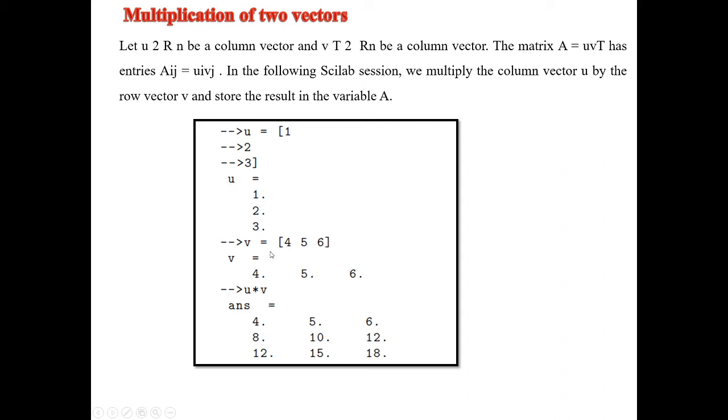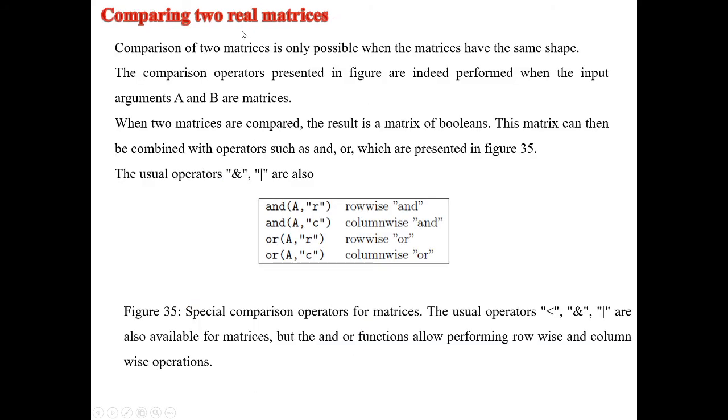U is 1, 2, 3, V is 4, 5, 6, one row, one column. First it will take one row, and the remaining entries will be considered as 1. So 1, 1, 1 into 4, 1 into 5, 1 into 6 will be the first row. The columns which don't have a value will be applied with 1, and the same way the rows which are not having values will be considered as 1, so that you will be getting this matrix.